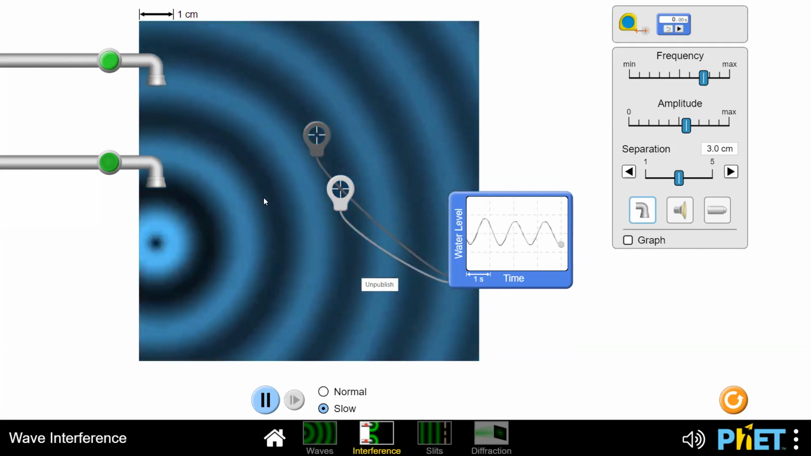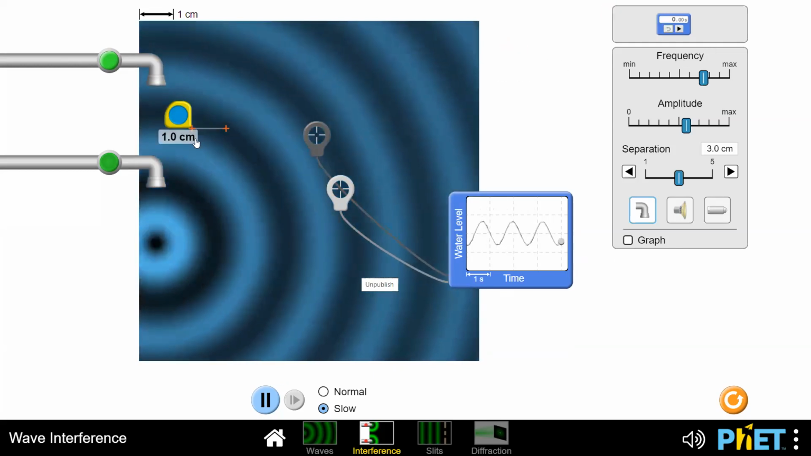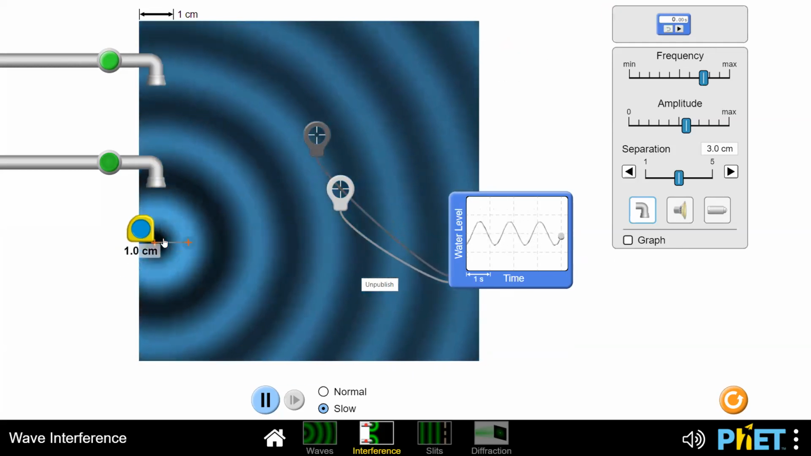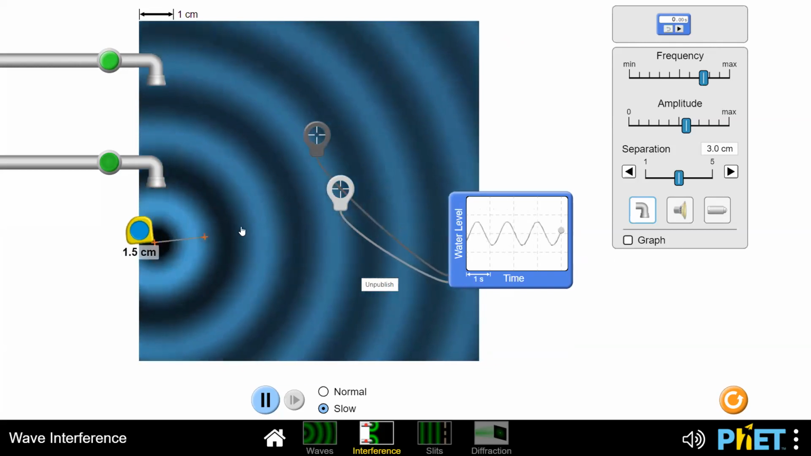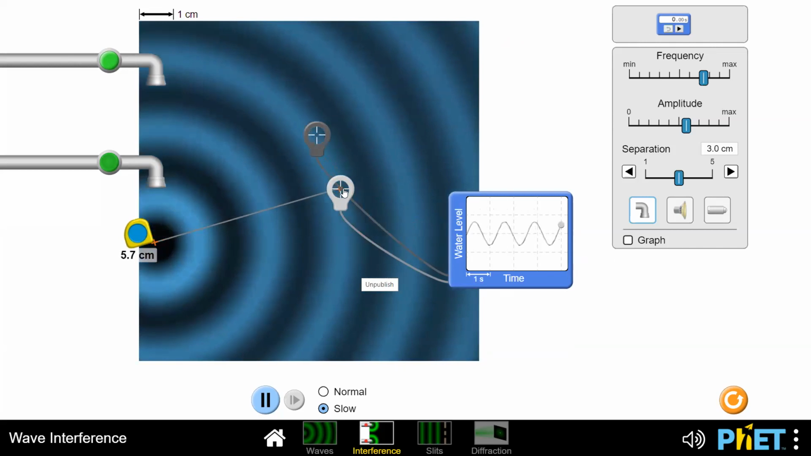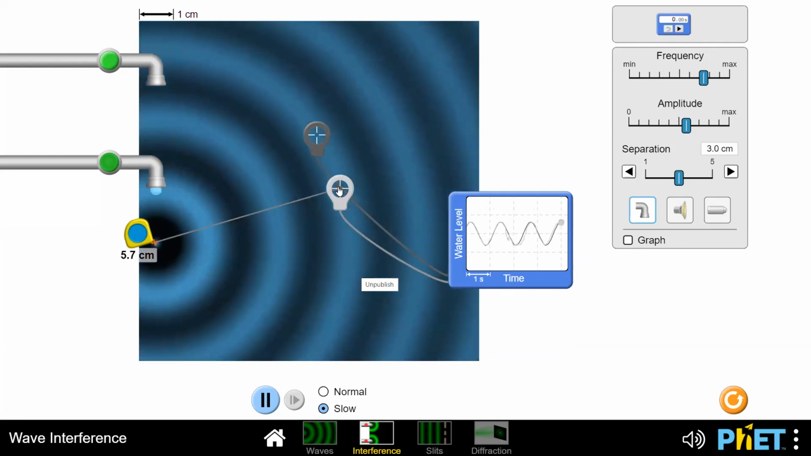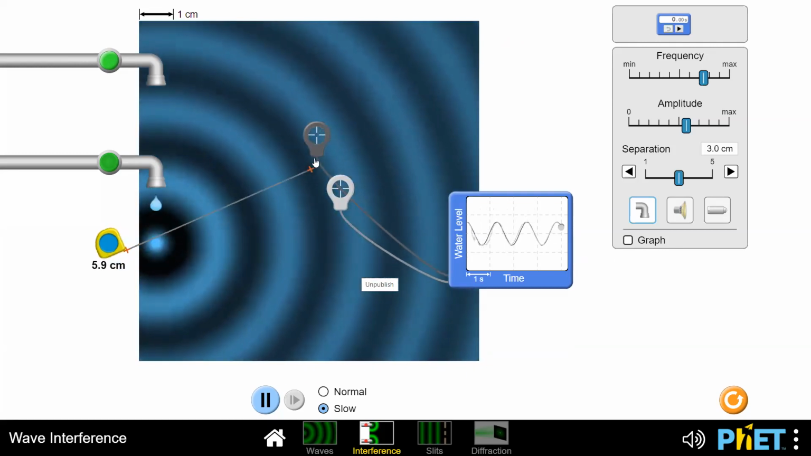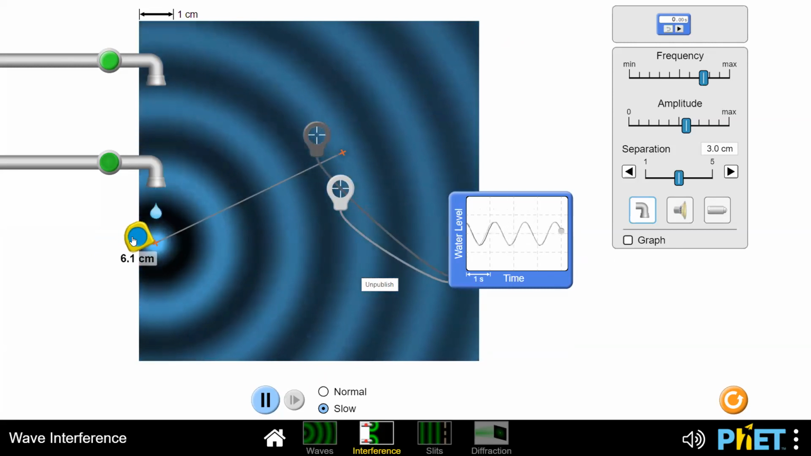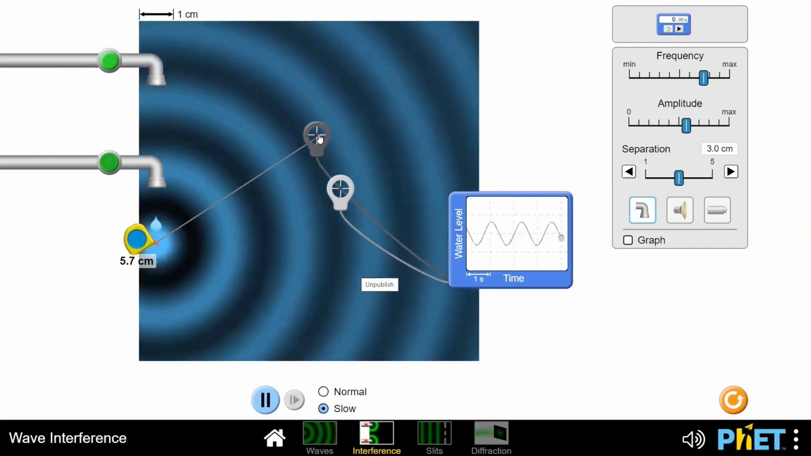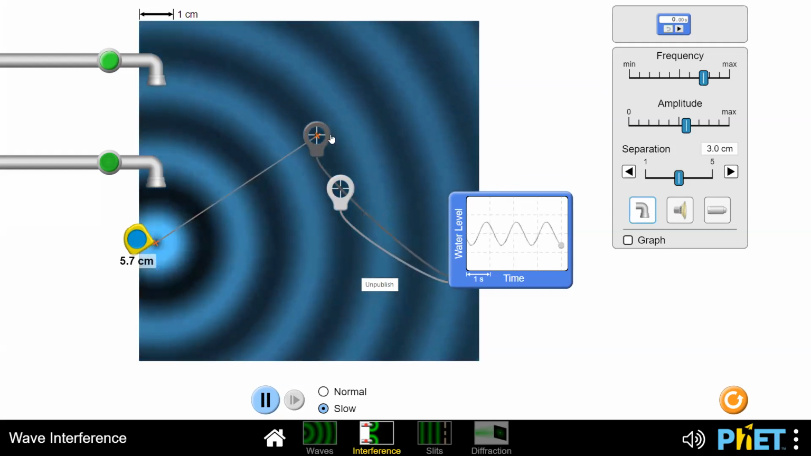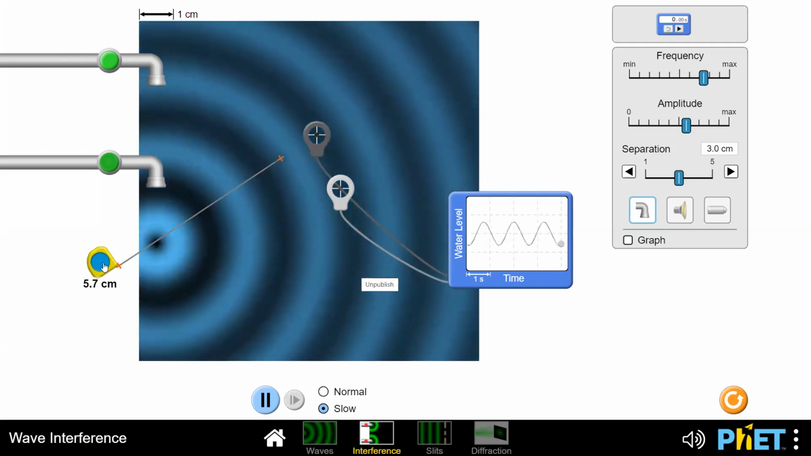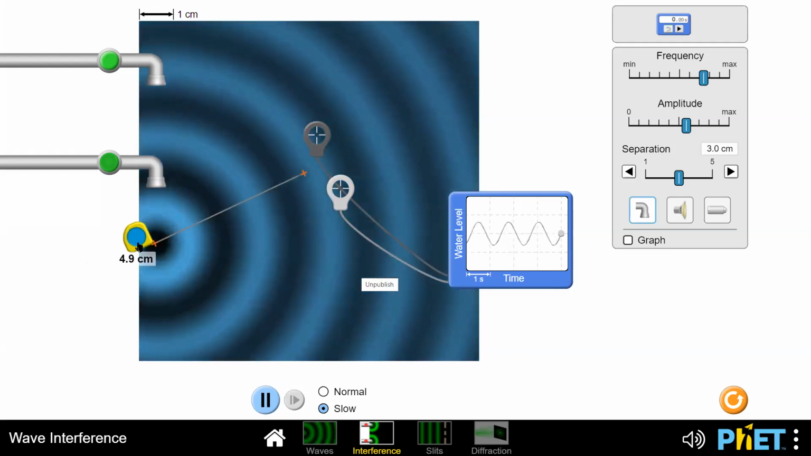Now you can play with this yourself. You can get the measuring tape and start measuring from the location where it drops, and you measure from here to there, and you figure out what the distance is. Oops, I didn't mean to move this one. I meant to move this one here. So I can measure from the center where it drops to this location, and I can find out exactly what the distance is. Obviously in this case, I've set it up to be equidistant. So they're both 5.7 centimeters away from where it's dropping.